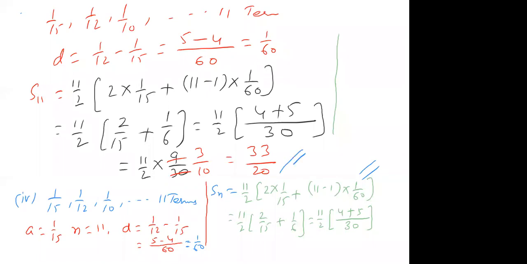Sir, if we don't cancel and make it 3 and 10, will the answer be correct? You can write 100 answers of this, because fractions are not unique. You can write 330 upon 200, or 3000 upon 2000. Keep on multiplying, but you will not get full marks. It depends on the examiner. So in exams, you must write in the shortest possible form.